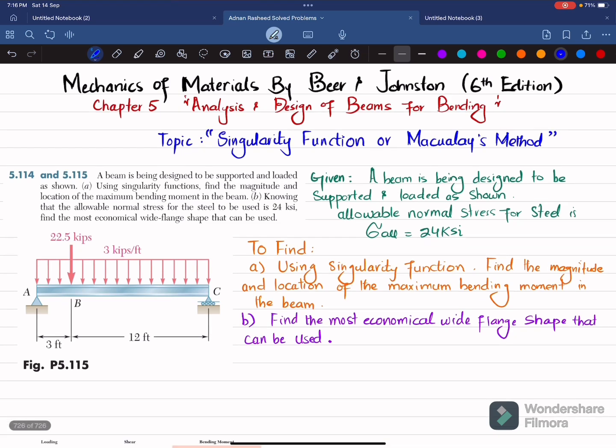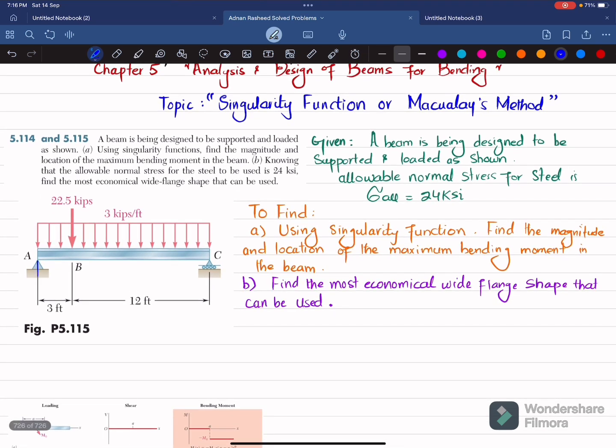So the first step is that if you remove this pin support, you will have a vertical reaction force, let this be Ay, and there is a horizontal reaction force which is equal to Ax. And if you remove this roller support, you will have only a vertical reaction, let this be Cy.